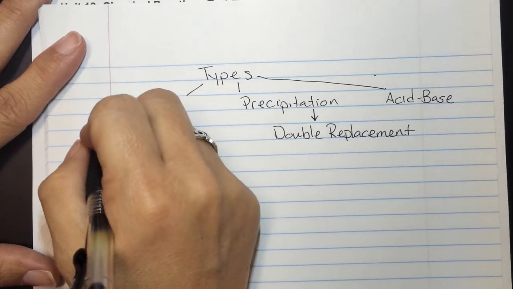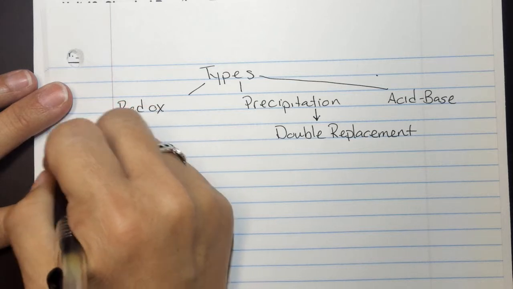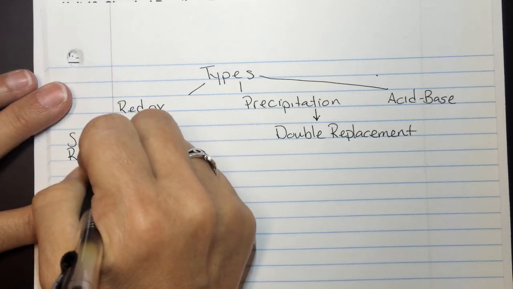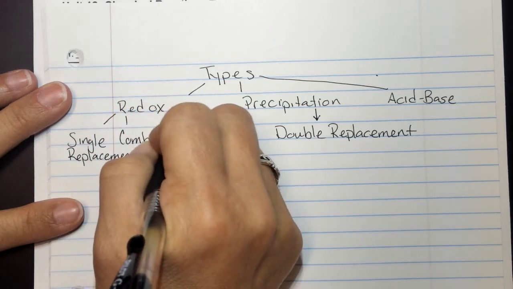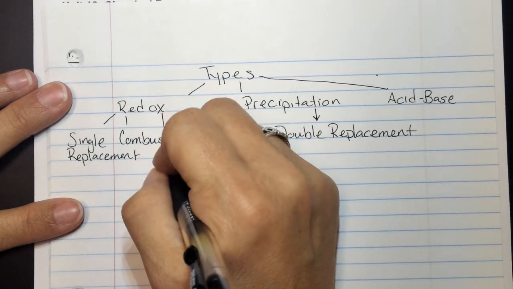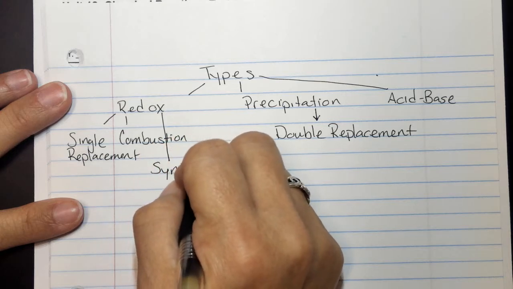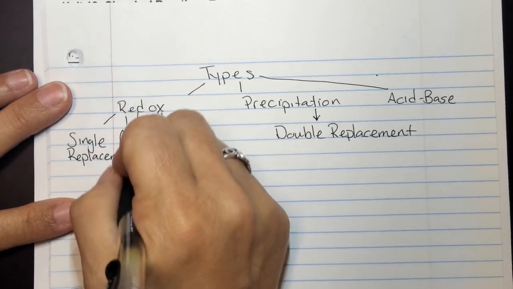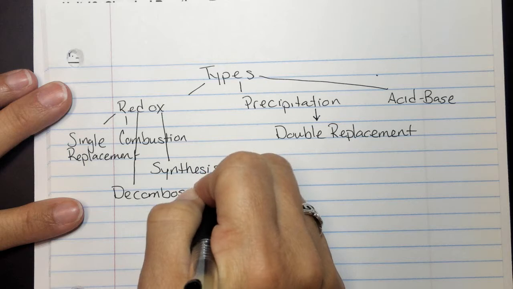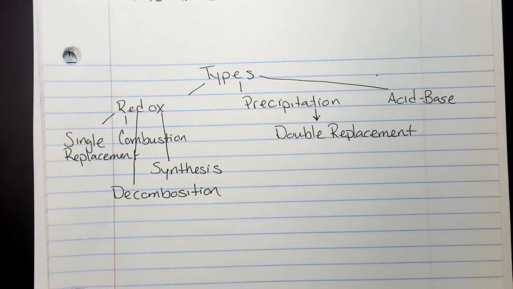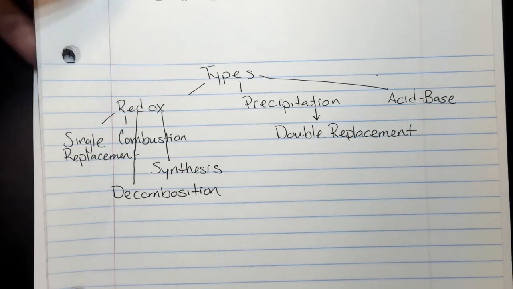And under redox, this is where we have the most types of reactions. We had single replacement, we had combustion, we also had synthesis, and decomposition. So all 4 of those fall in the redox group, and only double replacement falls in the precipitation category.